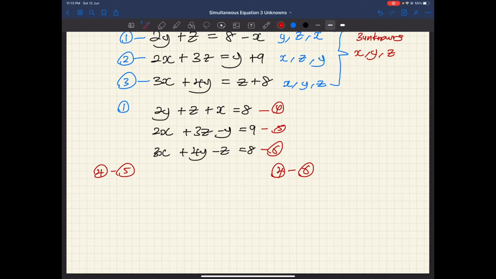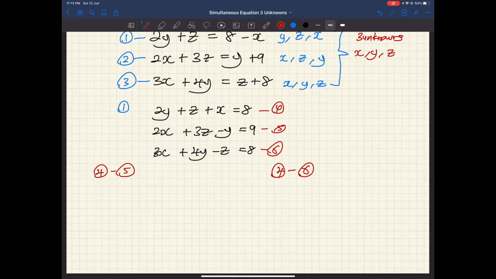Once I have paired them, I have to think about which unknown I have to eliminate. Let's look at the fourth equation: I have 2y plus z plus x equal to 8. The fifth equation, I have 2x plus 3z minus y equal to 9. Which unknown is best to eliminate? You can eliminate whichever you want. I'm interested in eliminating z from these equations.